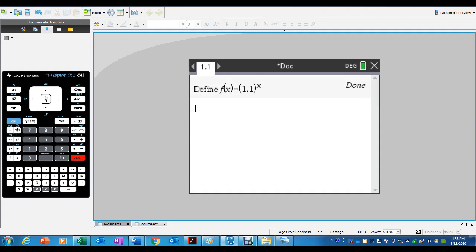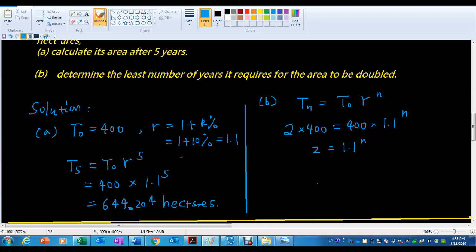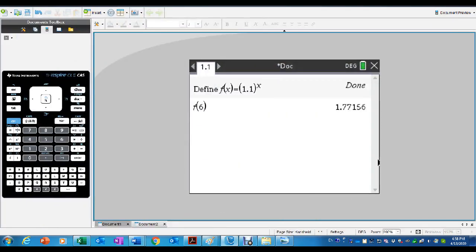Then you can just input numbers. For example, I'm going to try, how about 6? So 1.1 to power 6 is 1.77156. Remember that you are looking for a number such that it will come close to 2. It should be just bigger than 2, right? For the area to be double, you need some n which makes it just bigger than 2. So 6 is not the answer.